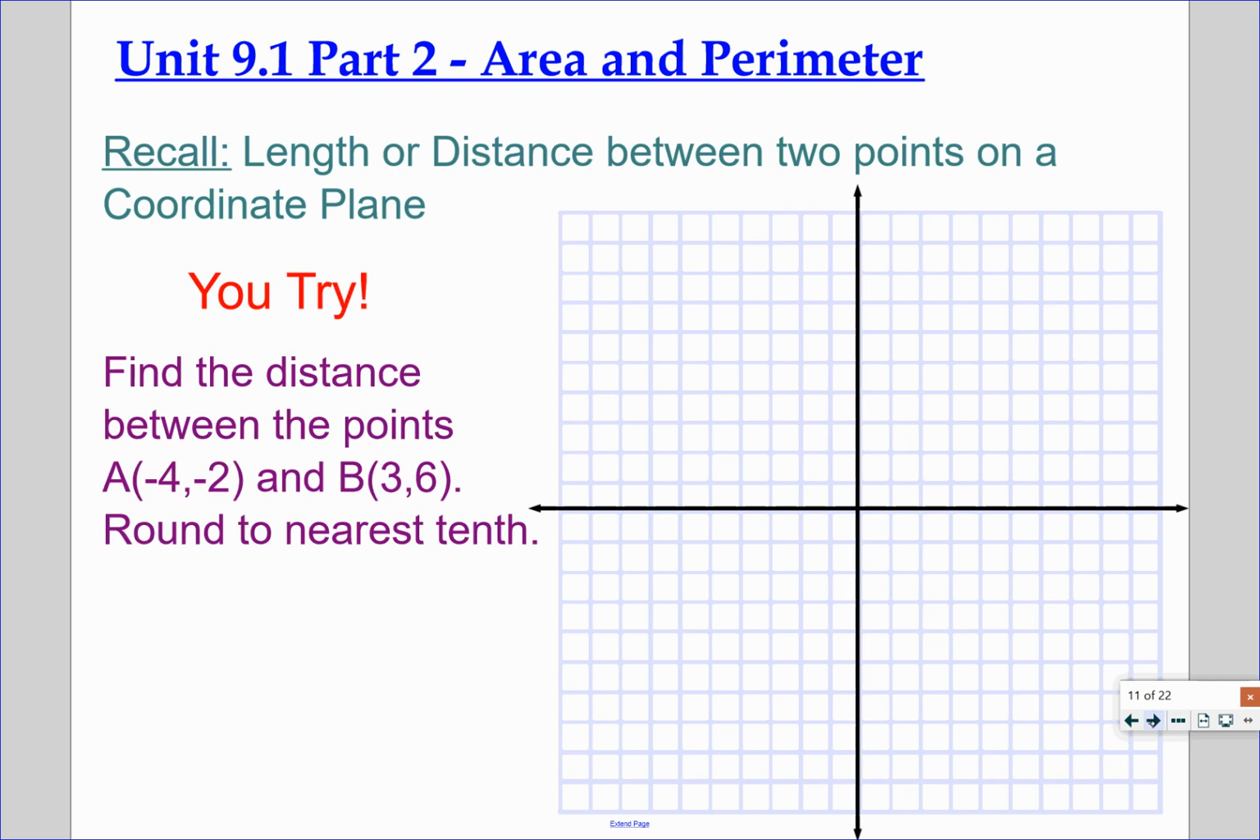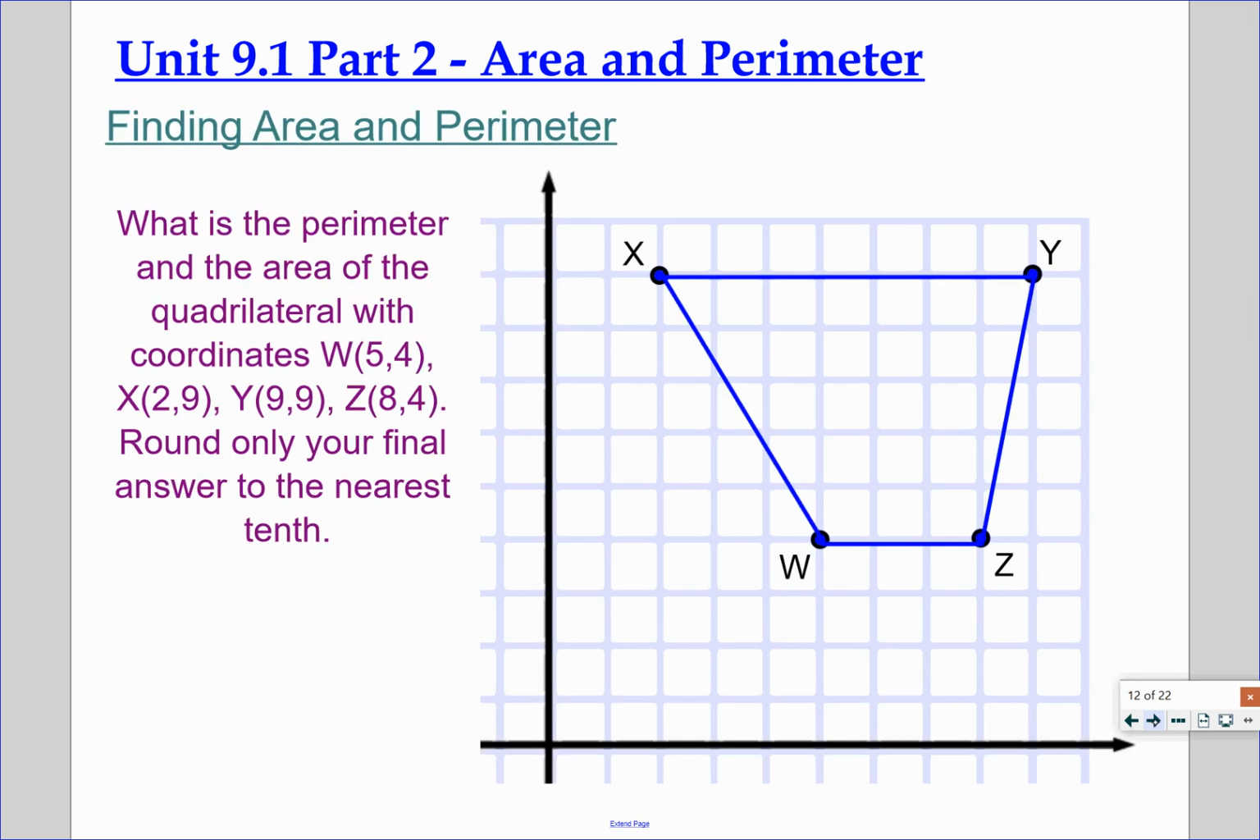All right, let's go ahead and move forward. Let's go ahead and apply this to finding area and perimeter. So this time we're going to find the perimeter and the area of this shape. We have a trapezoid on our graph. Let's do the perimeter first. It is very, very important that we round only our final answer to the nearest tenth.